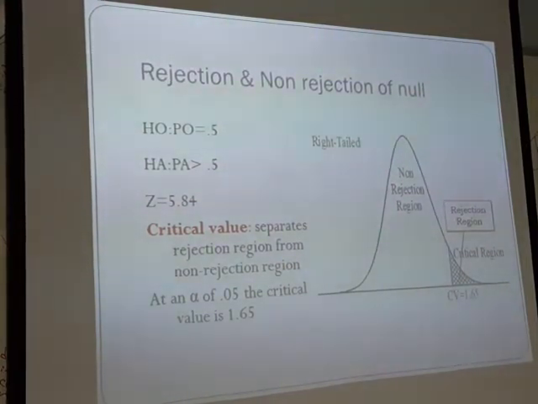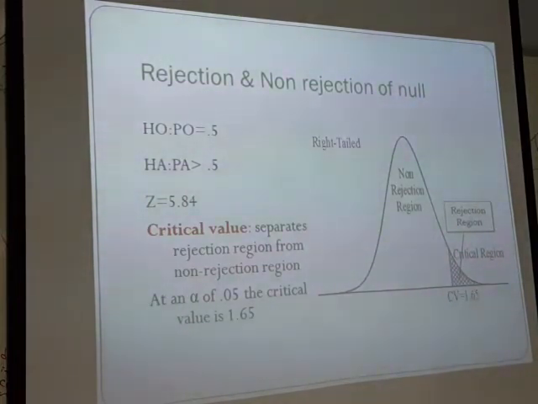So broadly, we start with the normal distribution. Only on the hypothesis, there are two types, null and alternative. In the alternative, there is no equal sign, and in the null, there is an equal sign.